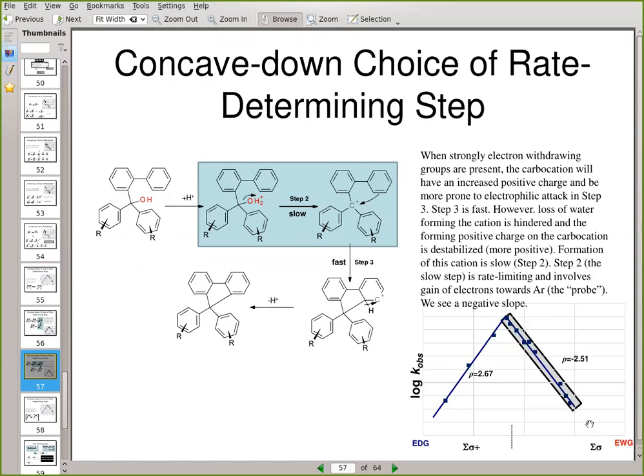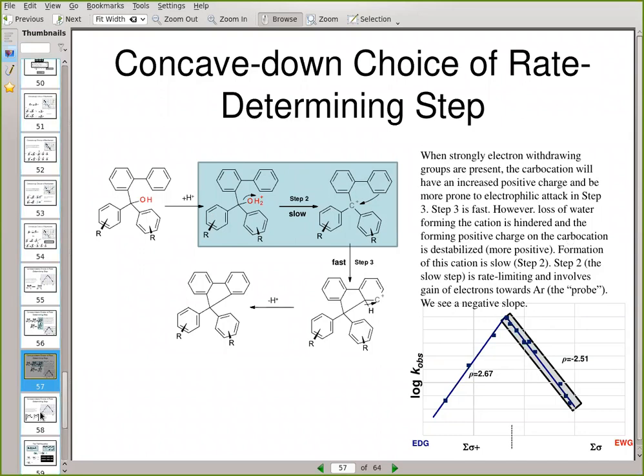So there's this interplay between the fast and the slow steps. If you've got electron withdrawing groups, you make the one step so fast that the other one becomes rate limiting. Similarly, if you've got electron donating groups, you make the other one so fast that the first one becomes rate limiting. So there's that interplay between them.